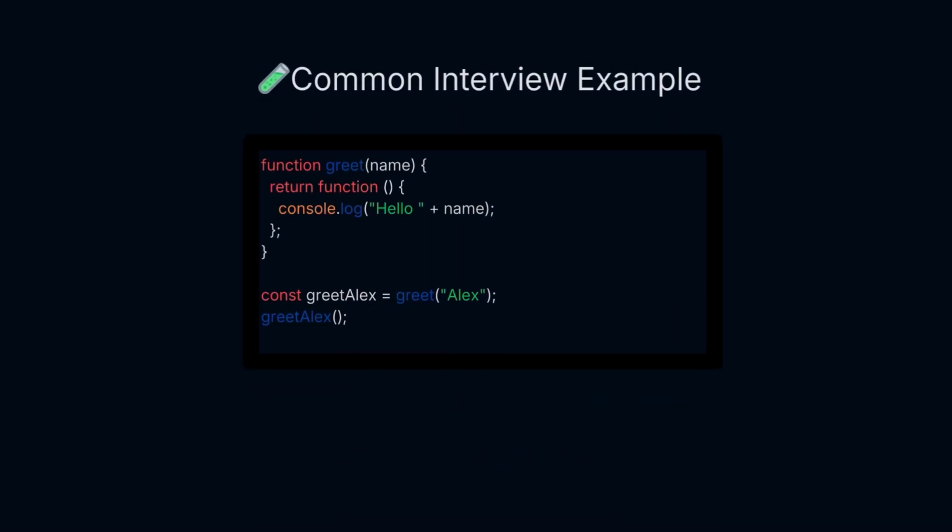Now there is a very common interview example, which we'll see next. This is a code snippet where we have a greet function and it returns another function which prints hello plus the name of the argument passed. So let's say greet Alex calls the greet function with the parameter Alex. And what do you think the output will be? The output will be hello Alex.